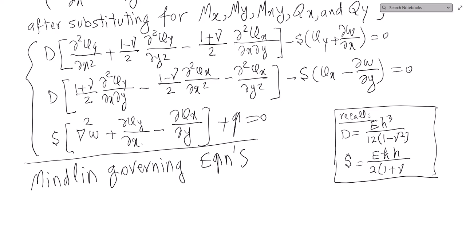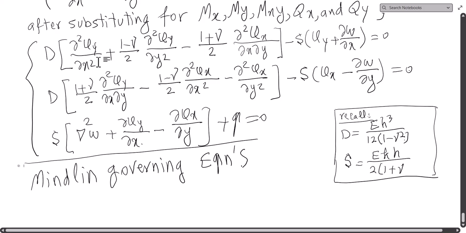As you see here, we have a system of three coupled partial differential equations, and if we want to get the answer for w, phi x and phi y, these are our three unknowns, and these are the equations. I collected here the D. Some constants appear during the manipulation. The D is given here, and the S is given here. And you see the k.